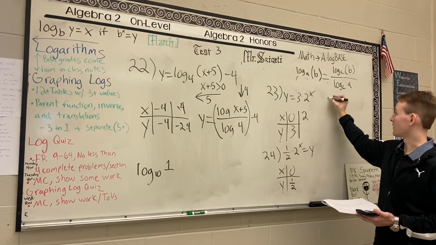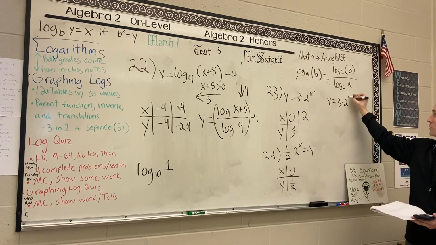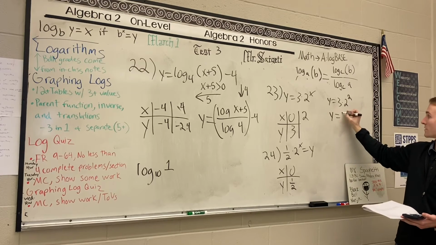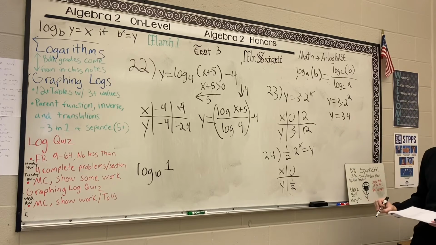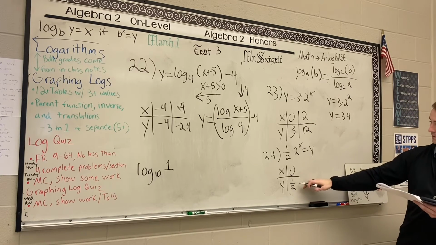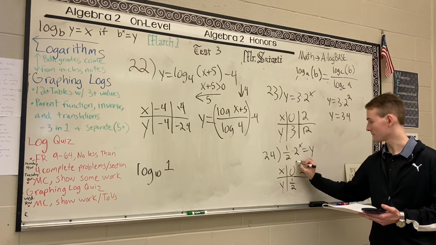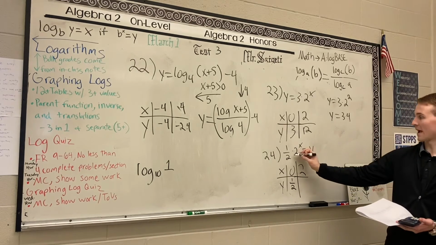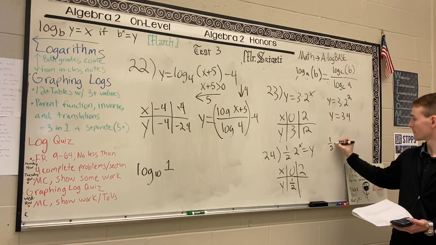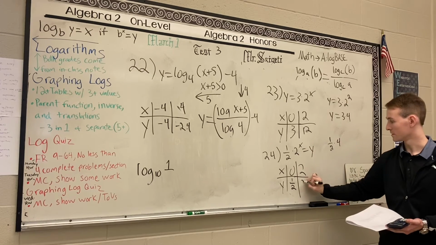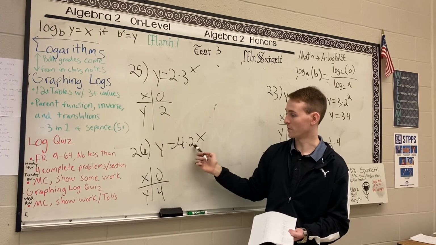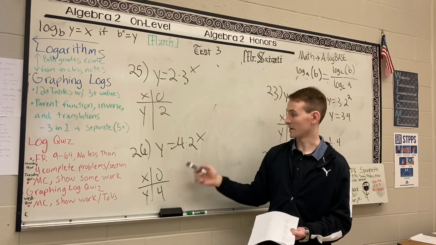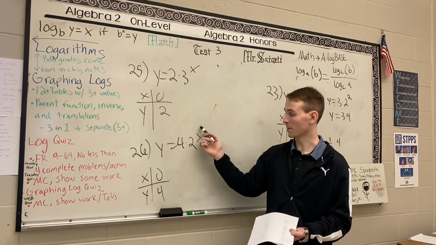So we have y is equal to 3 times 2 squared, and y is going to be equal to 3 times 4, or 12. Same thing with this one. When it comes to 24, when x is 0, it's 1/2, this one as well. So now we've got 1/2 times 4, which is just 2. Where did this 4 and this 2 come from? 2 times 1 or 4 times 1? Because when you do the 0 power, it's 1.